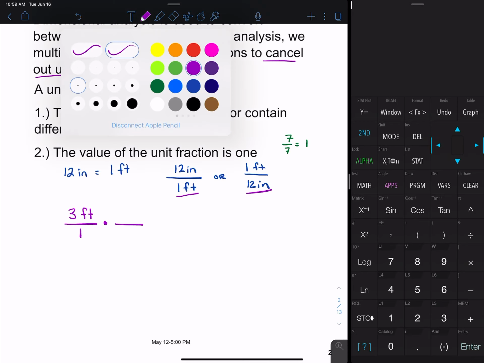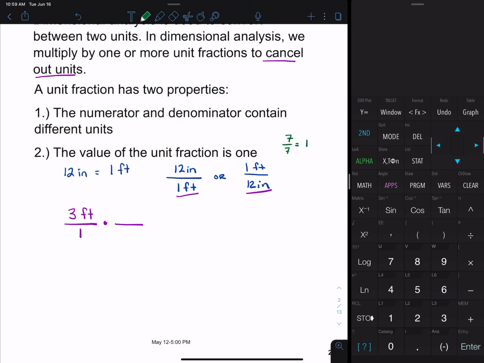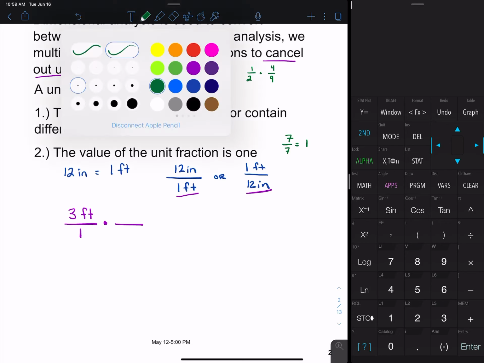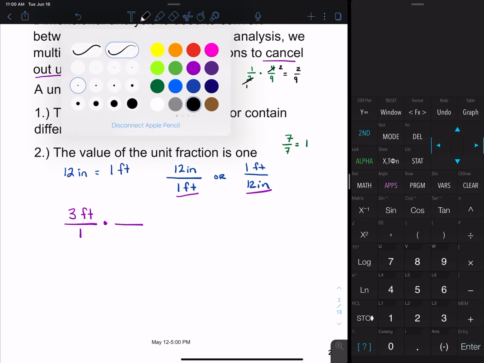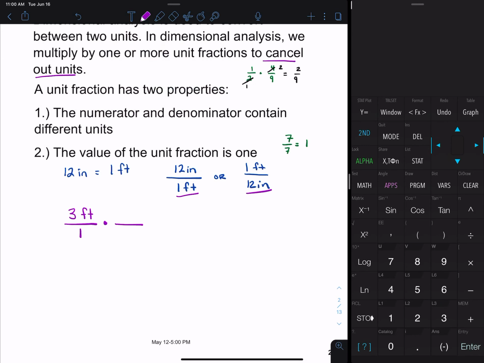So remember when we're multiplying fractions, if I did something like 1/2 times 4/9, I could cancel out the 2 and the 4 because they're diagonal from each other. I could say 2 divided by 2 gives me 1, 4 divided by 2 gives me 2, and then multiply straight across to get that answer of 2/9. So I'm going to use the same logic here, where to cancel stuff out, I need the same thing to be diagonal from each other.